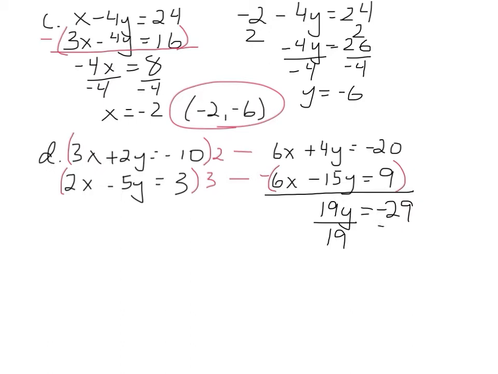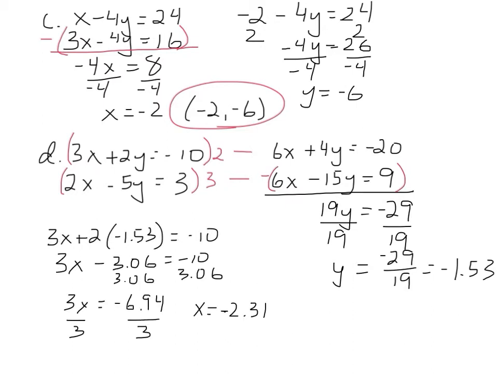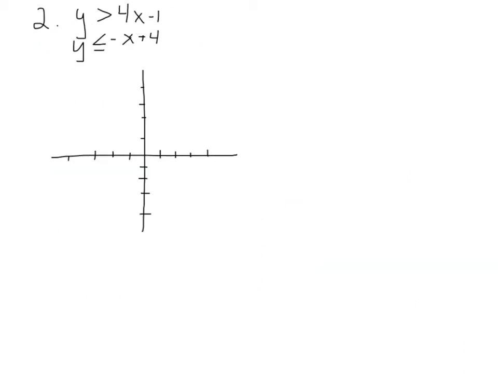Divide each side by 19. Y equals negative 29 divided by 19, or negative 1.53. I then plug that y value into one of the equations, so 3x plus 2 times negative 1.53 equals negative 10, and I do the math. And I find x is negative 2.31, and my y was negative 1.53. This equation I must solve by graphing.